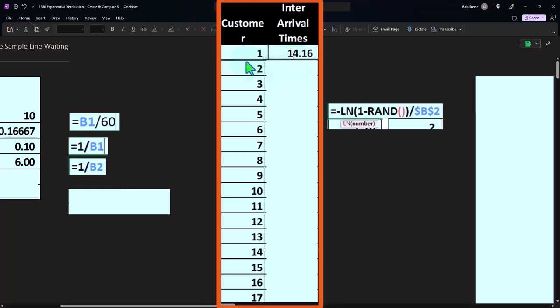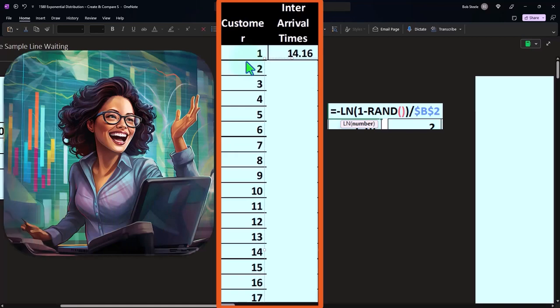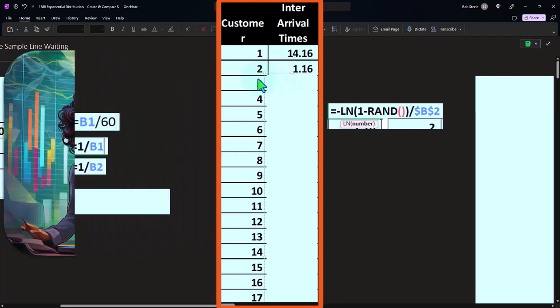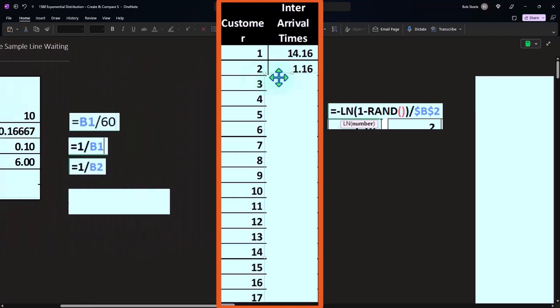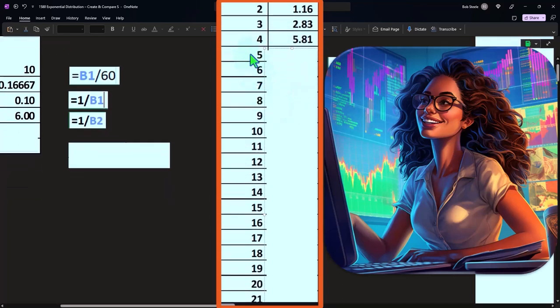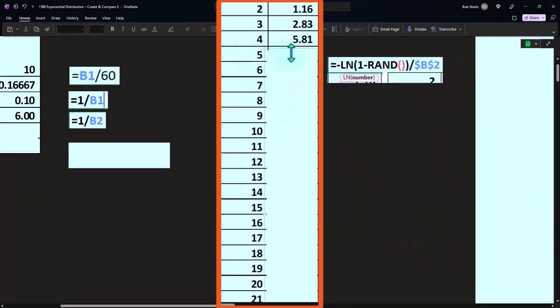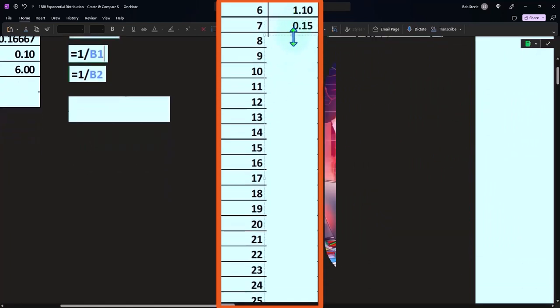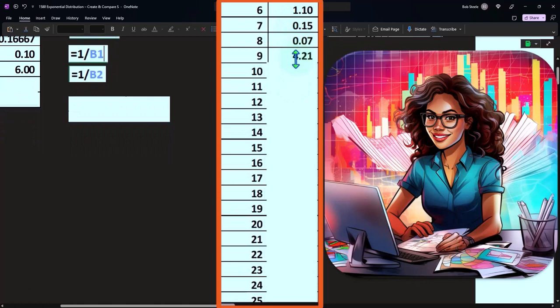So for example, this first one, the first customer came in and the inter-arrival time was 14. And then the next inter-arrival time was 1.16 minutes. And this is in minutes, by the way, instead of seconds as our prior example. And then the third, it took 2.83 minutes. And then the next arrivals: 5.81 minutes, 4.15 minutes, 1.1 minutes, 0.15 minutes, 0.07 minutes.